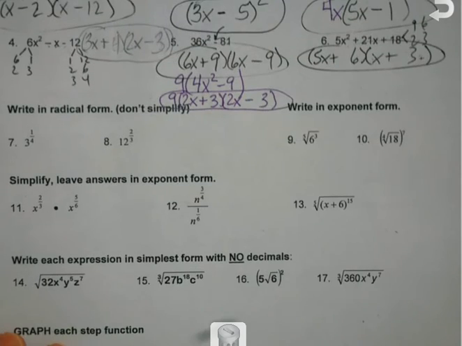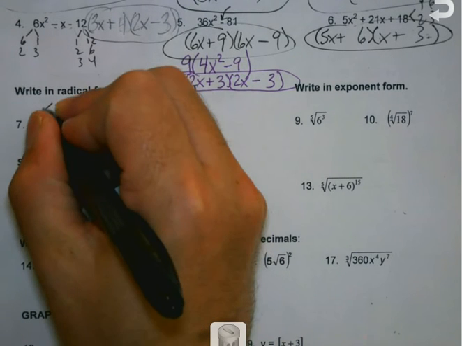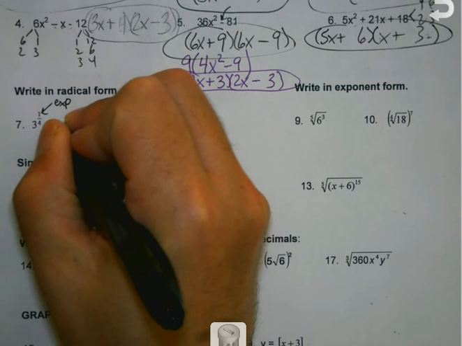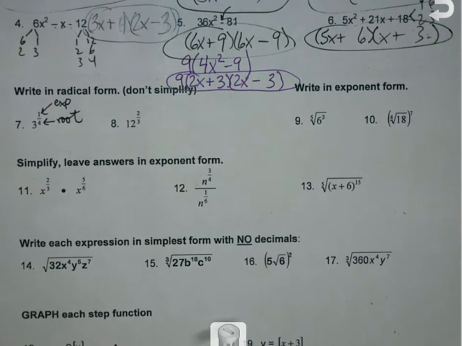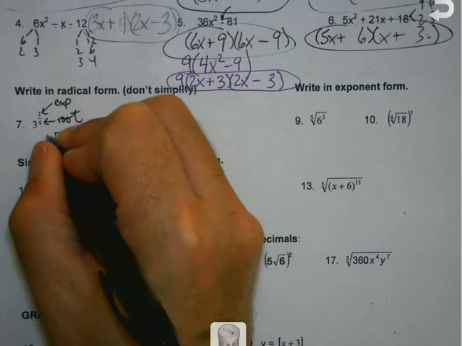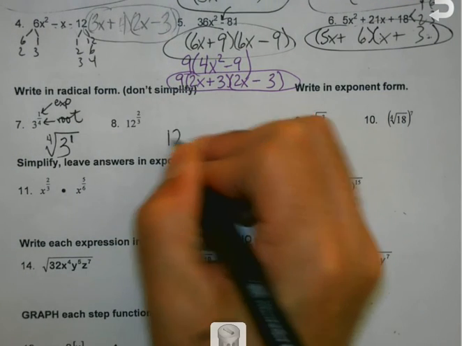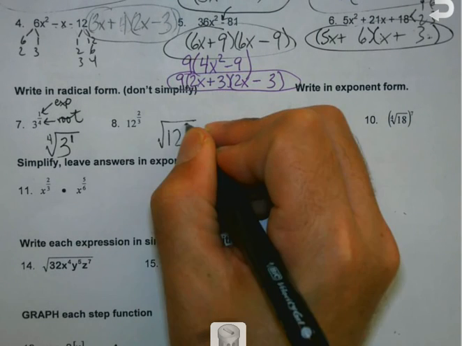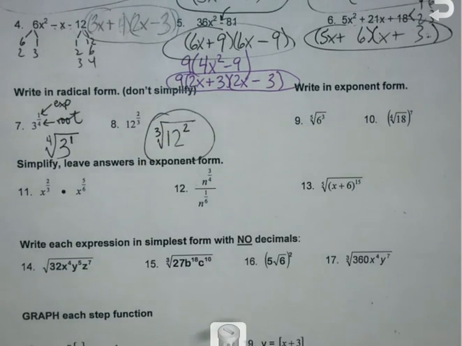Okay, we're going to write in radical form. Don't simplify. Remember, this is always exponent over root. So if I'm writing it as a radical, the 1 is my exponent, the 4 is my little number outside the root. I'm done. It's true on any of these. My exponent, my root. It tells me not to simplify, so I'm not going to.